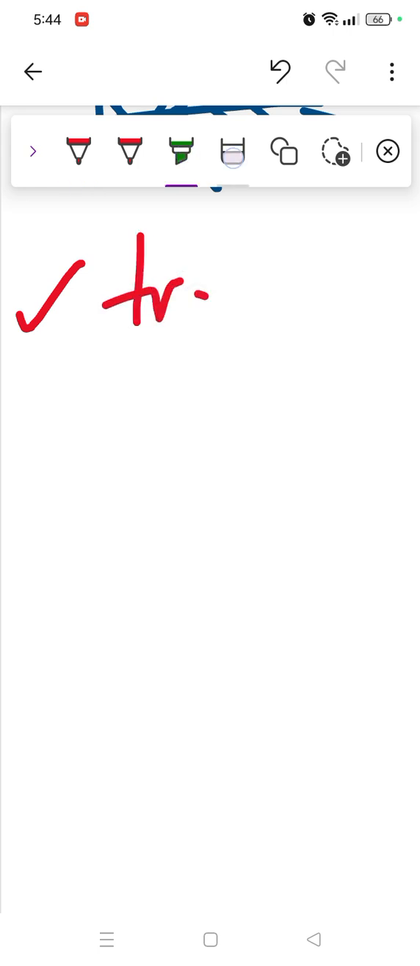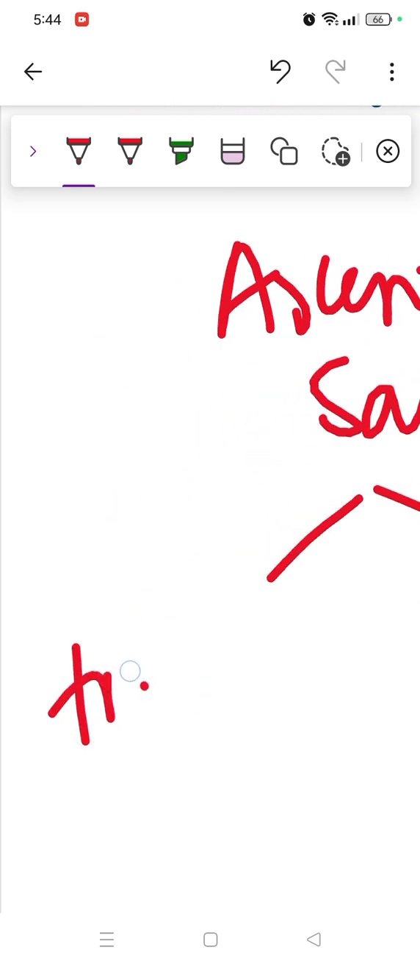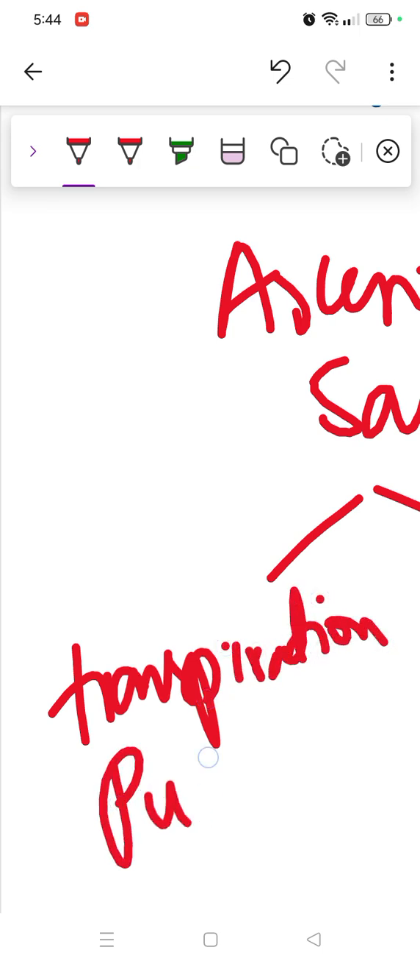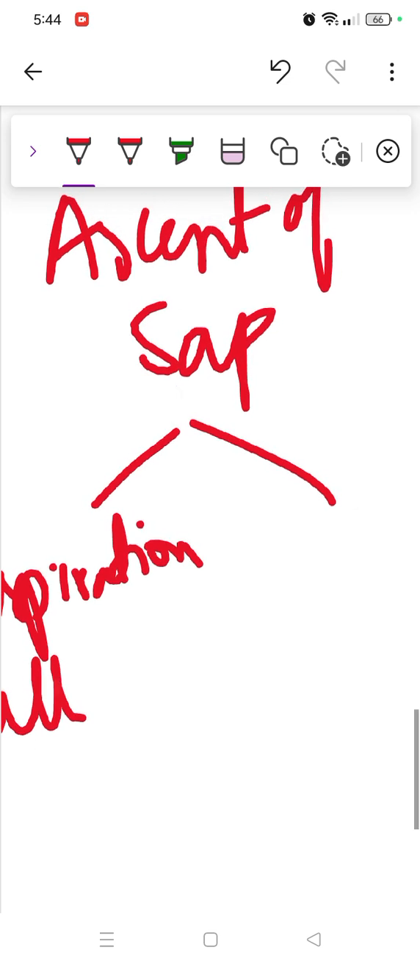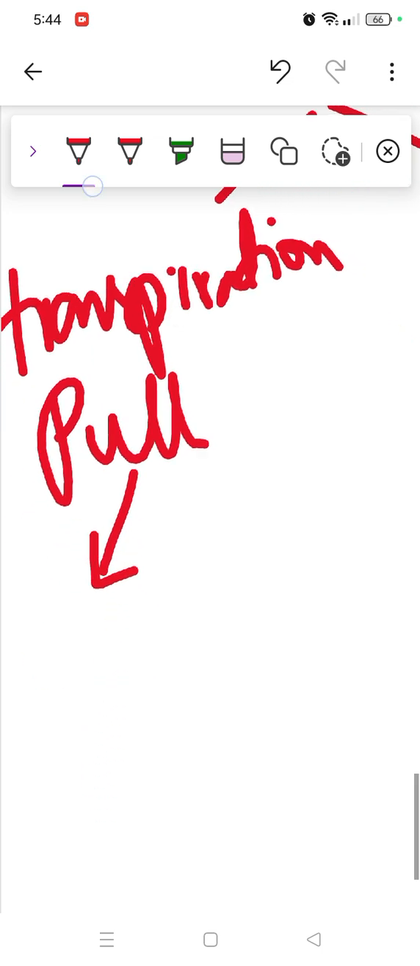Then comes the next part of this topic. Let's see what's written. The upward movement of water from roots to leaves takes place through xylem and depends upon two factors. So here, ascent of sap has two types. First one is transpiration pull. The second one is different, but here they have physical properties.